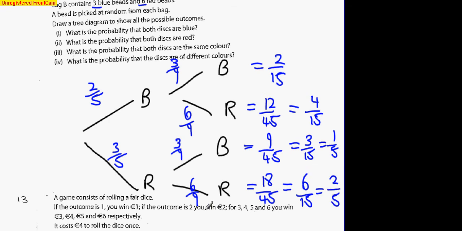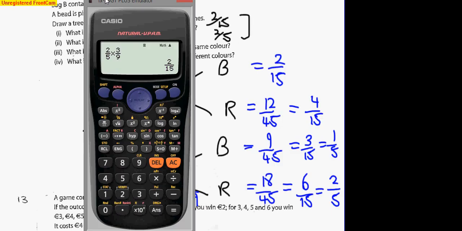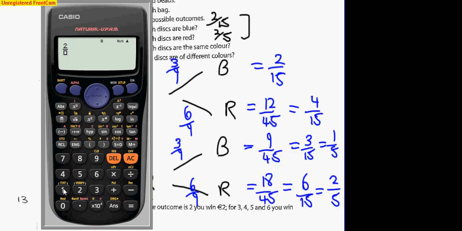Now, what is the probability that both discs are blue? Blue is 2 out of 15. What's the probability that both discs are red? 2/5. What's the probability that both discs are the same color? If they're the same color, you can have blue or red. So add the answers of the first 2 questions together. 2 out of 15 plus 2/5 is 8 out of 15.